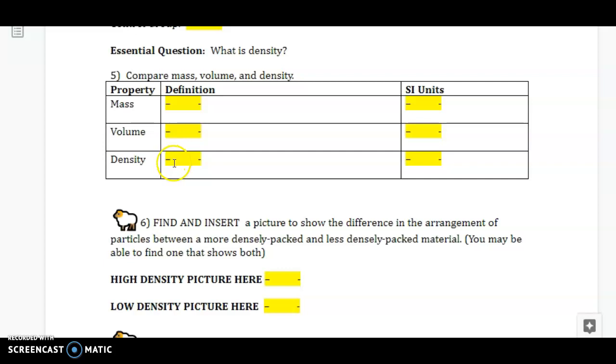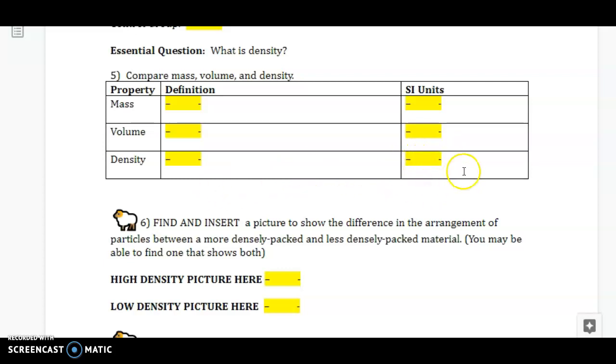Density, the awful definition is the mass per unit volume. That's the equation, mass divided by volume. A better definition that I like to use is how tightly packed the atoms are. If they're really, really tightly packed, very dense. If they're really, really spread out, very not dense. And we're going to look at a picture in a second.